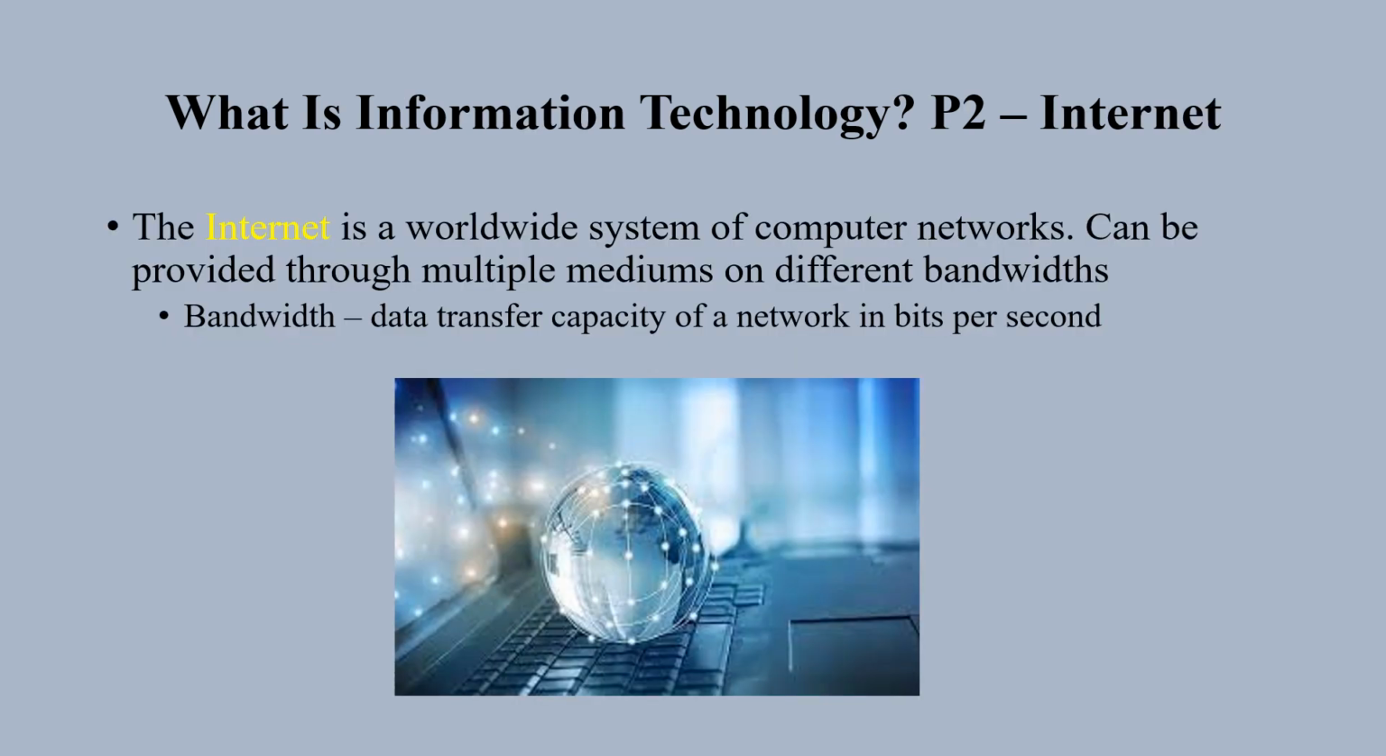The internet. The internet is a worldwide system of computer networks. It can be provided through multiple mediums on different bandwidths. Bandwidth is data transfer capacity of a network in bits per second. So how fast can your internet move? How strong the connection is. It's all related to bandwidth.